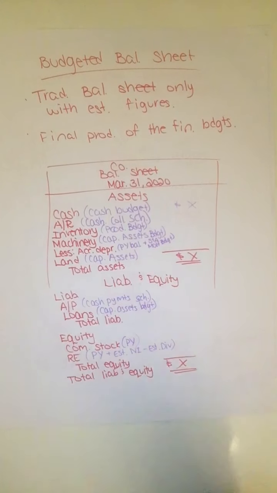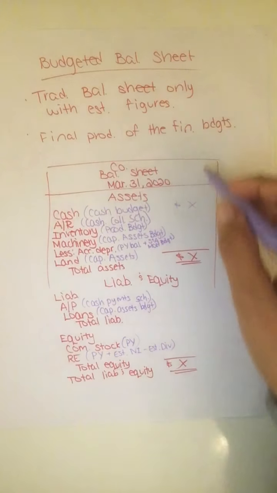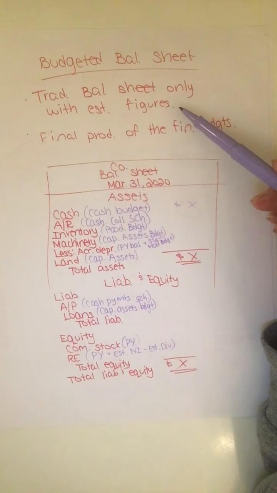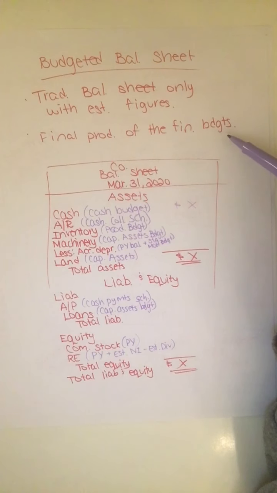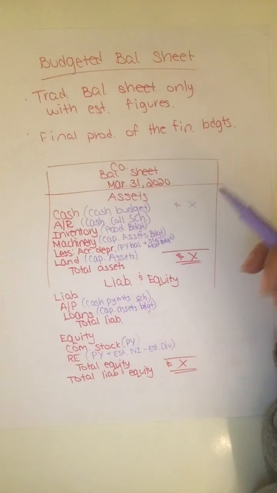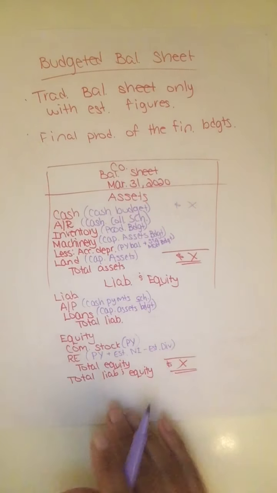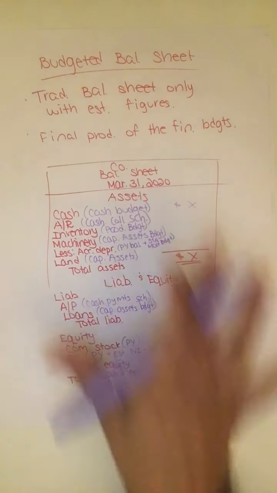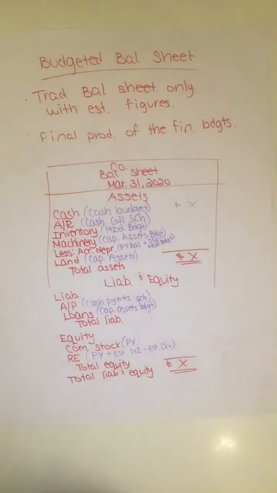For now, I'm just going to have you know the facts about the balance sheet, right? That the budgeted balance sheet is with estimated figures only, and it's the final product of the financial budgets. It shows estimated assets, liabilities, and equity, but it's unlikely that I'll have you prepare one on a quiz or an exam, okay? Just know some facts that could be tested like in the multiple choice.